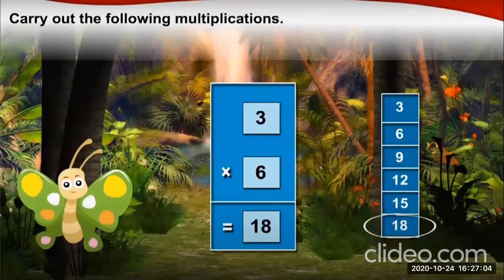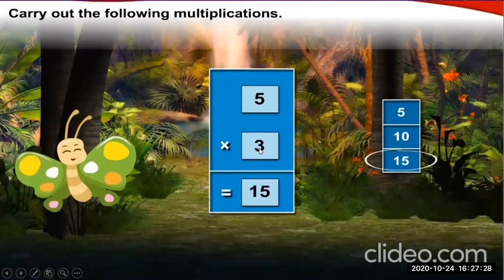Carry out the following multiplications. 3 multiplied by 6. How do we do this? 3 ones are 3, 3 twos are 6, 3 threes are 9, 3 fours are 12, 3 fives are 15. So 3 sixes are 18. Yes. So 18 is our answer.